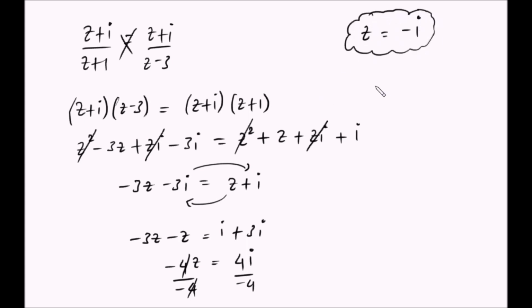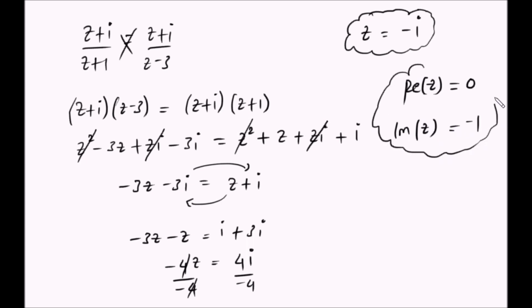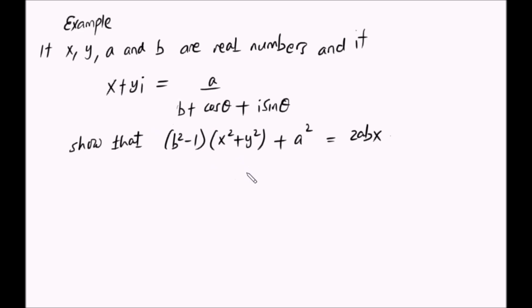So we want the real part and the imaginary part. The real part of Z will be 0, while the imaginary part of Z will be what? Negative 1. So this is the answer of this example 4 Roman 2. Because you can see here there is no real part, there is only this negative i, so the imaginary part is negative 1. Okay, this is example 5.